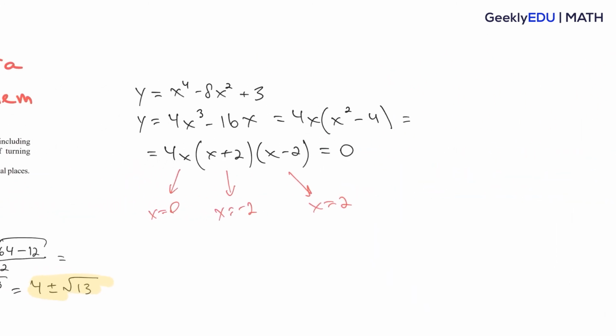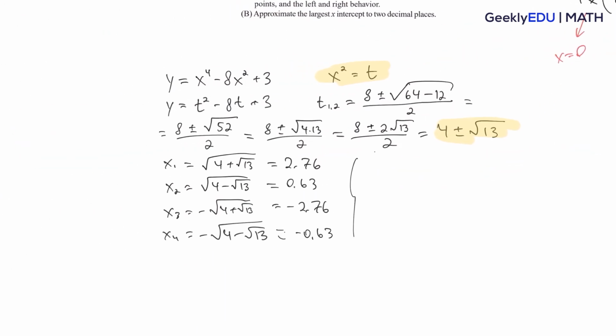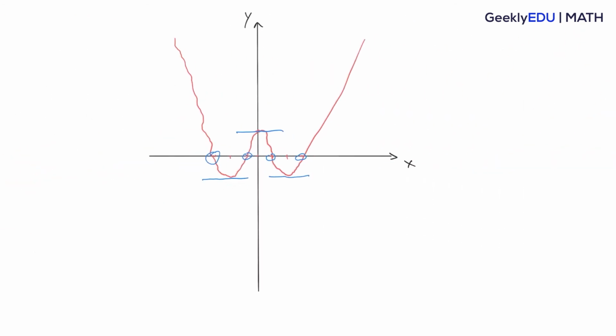The 3 inflection points, 0, -2, and 2. And we have the 4 roots that we found, right? These 4 roots can be seen here, the 4 blue circles.